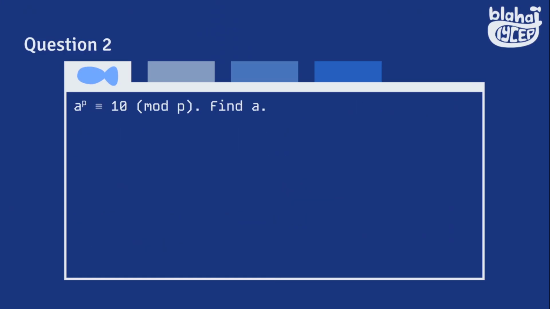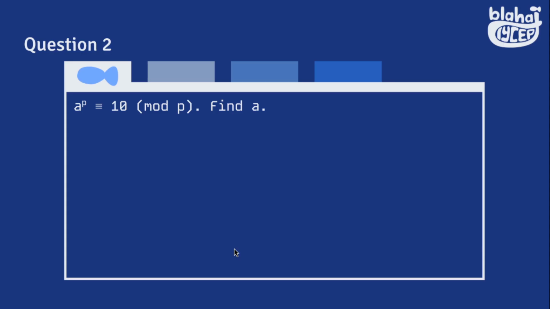So now we'll move on to question 2, which says a to the power of p is congruent to 10 modulo p. Find a. We briefly went through this just now, but my hint for this question, or the concept, would be Fermat's little theorem. Just to clarify, p is prime. Yeah. We'll give you about 10 minutes for this question.